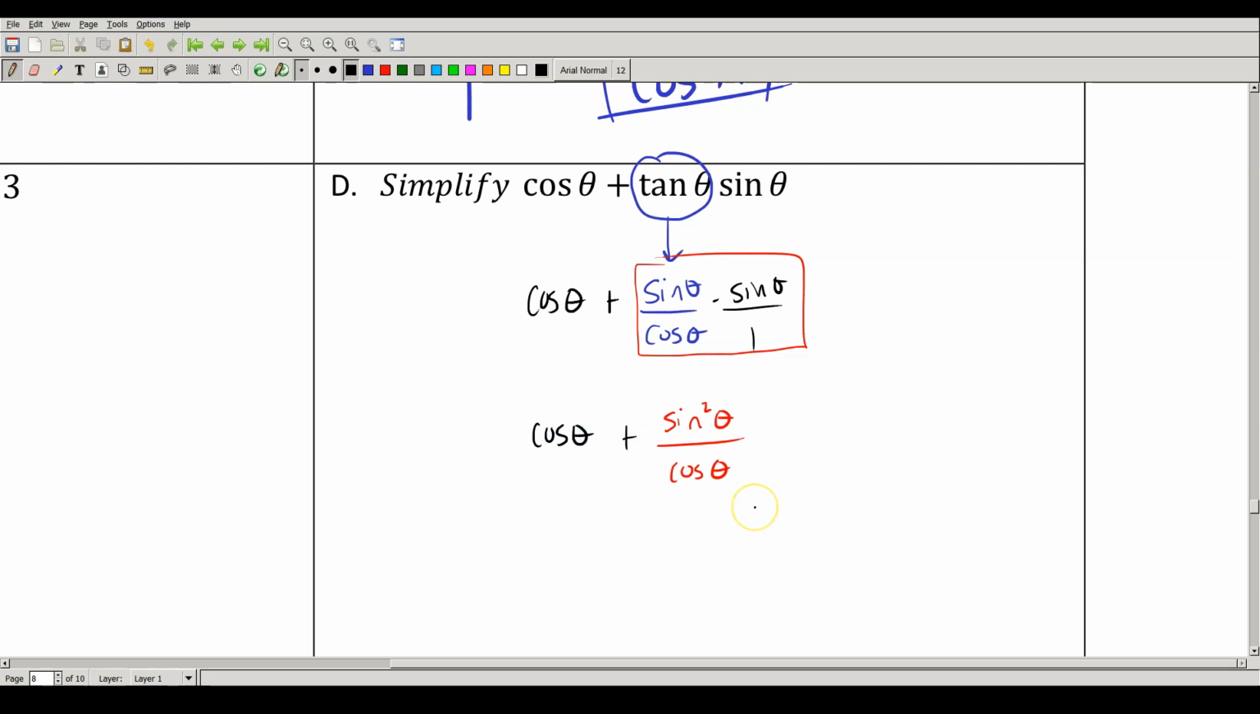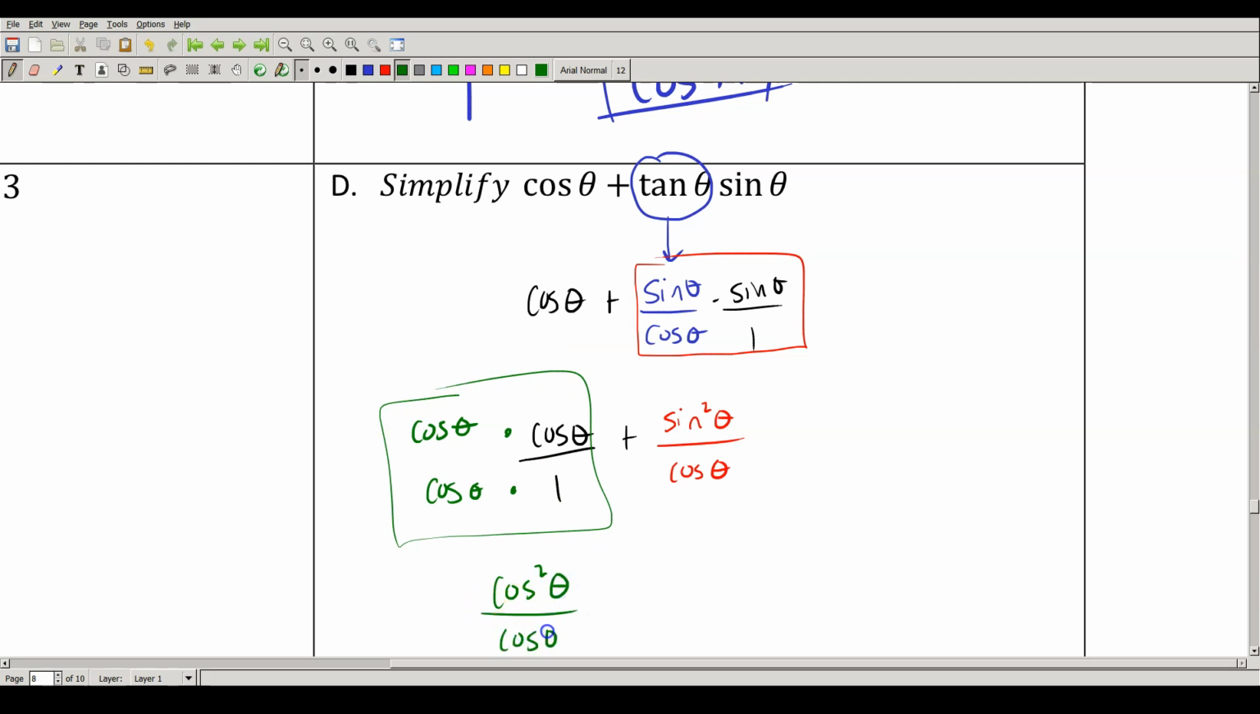So we think about our strategies, and now we're going to combine fractions. So we're going to say cosine over 1, let's find a common denominator here. So this one over here needs to have a cosine theta. We're going to multiply by cosine theta on both sides. So then we multiply this together. This gives us cosine squared theta over cosine theta plus the sine squared theta over cosine theta.